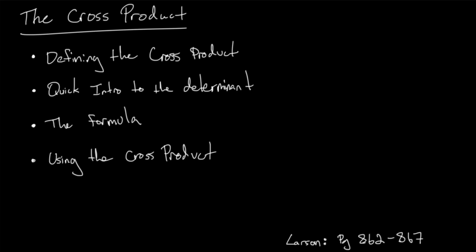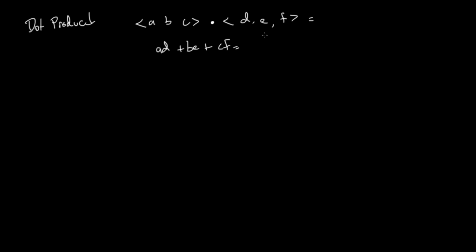Let's get started. Before I jump into the cross product, I want to remind you what the dot product was. The dot product of two vectors, let's go with A, B, C, dotted with D, E, F, was a scalar value. It was a single number. This was A times D plus B times E plus C times F, and that equals a number, a scalar quantity.